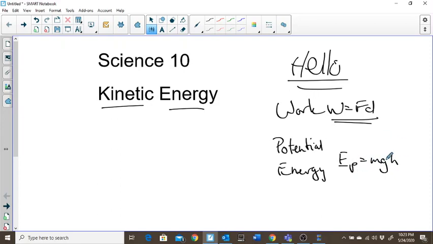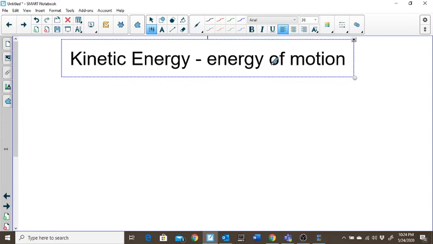So this is as we take an object and we move it upwards, it gains potential energy. It has the potential to do something, to do work. And so these are the two things that we've done so far. Today we're adding to this story with kinetic energy. Now, kinetic energy is the energy of motion.